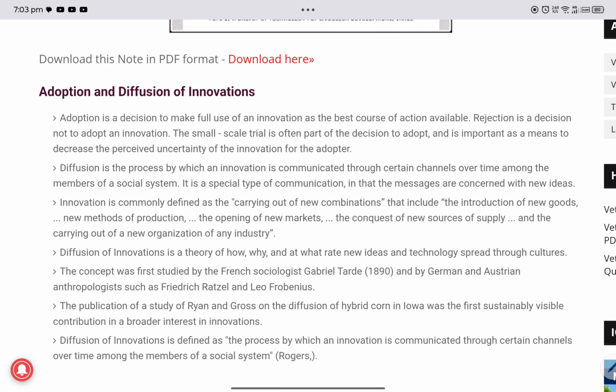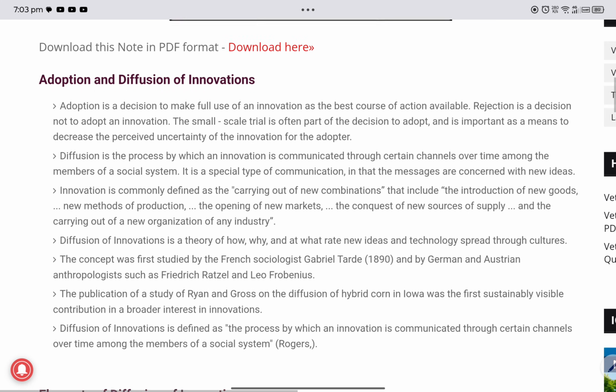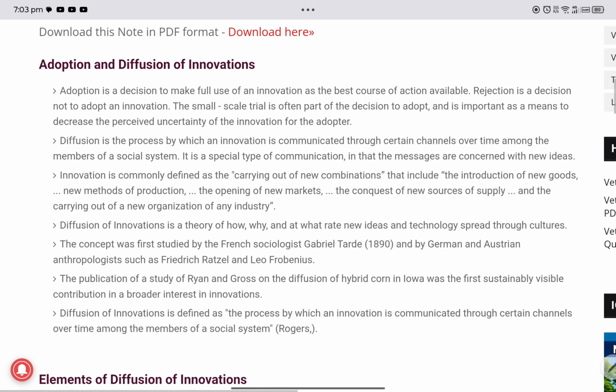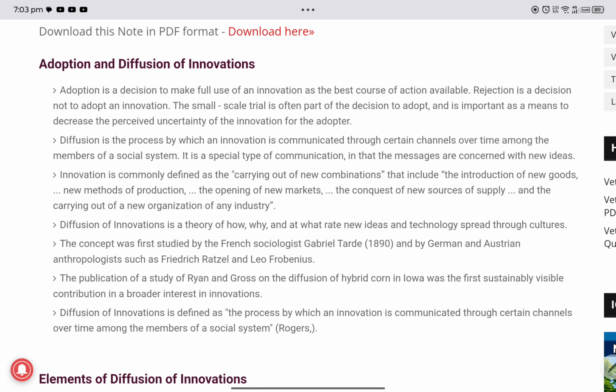Adoption is a decision to make full use of an innovation as the best course of action available. Rejection is a decision not to adopt an innovation. The small scale trial is often part of the decision to adopt and is important as a means to decrease the perceived uncertainty of the innovation of the adopter.